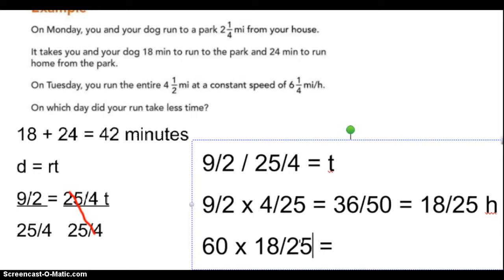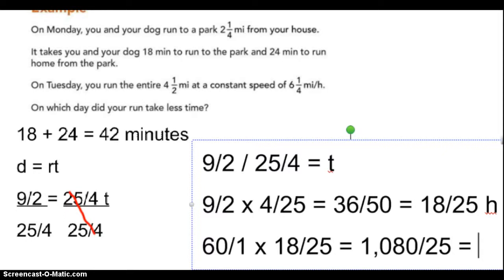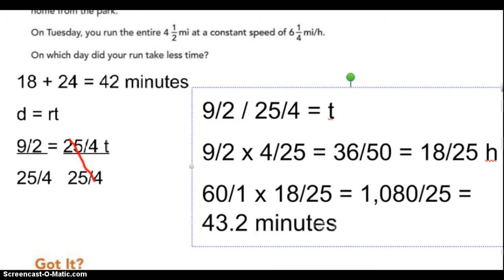So we can make it 60/1 times 18/25, and we end up getting 1080 over 25, which equals 43.2. And that would be minutes. So it says, on which day did your run take less time? It would take a little bit less time on Monday, because Monday was 42 minutes and Tuesday was 43.2 minutes.